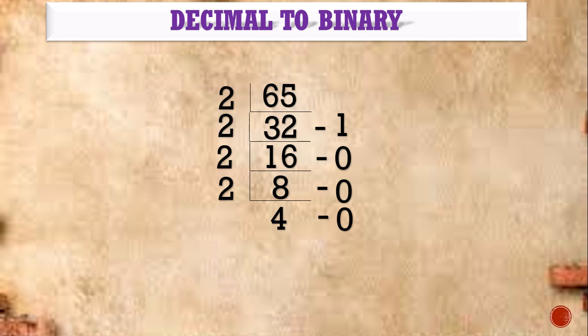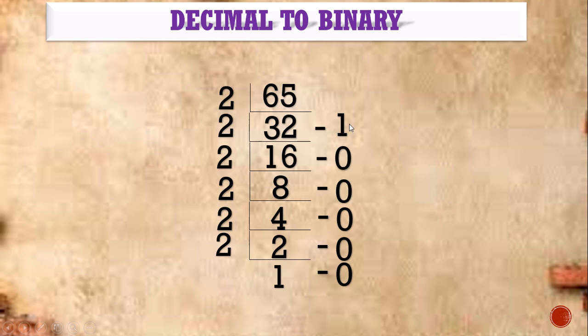Then again you have to divide the 4 by 2. So 2 2s are 4, remainder 0. Again divide the 2 by 2. So how many times? 2 1s are 2, remainder 0. Here we have to stop. We repeat the process until the quotient becomes 1 or 0.